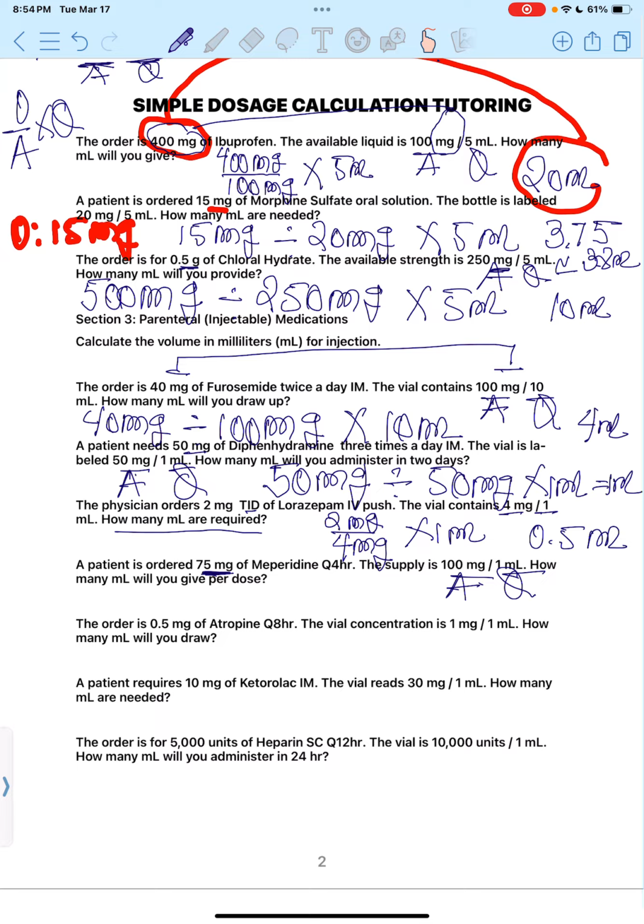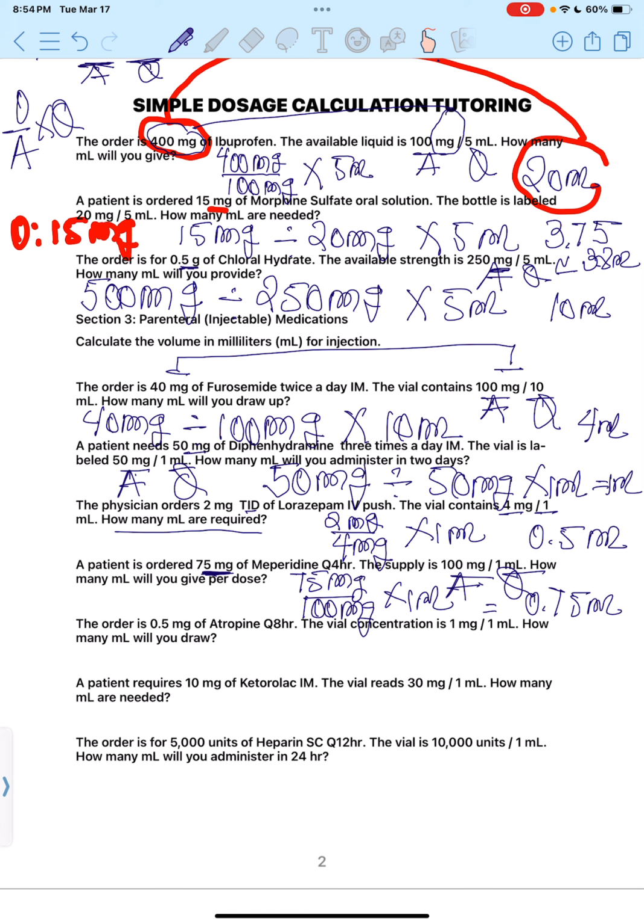So I'm going to do 75 milligram over 100 milligram, multiply that by 1 milliliter. So once you do 75 divided by 100, you will have 0.75 milliliter. If they ask you to round if necessary, because you cannot draw up 0.75, you will round this to the nearest tenth. Almost done.